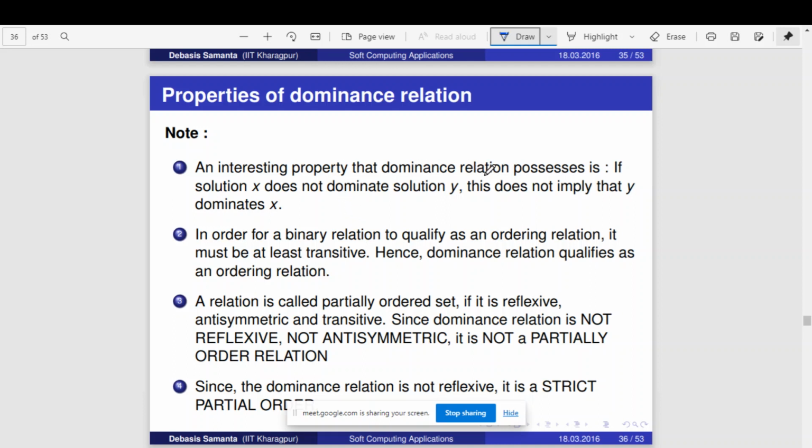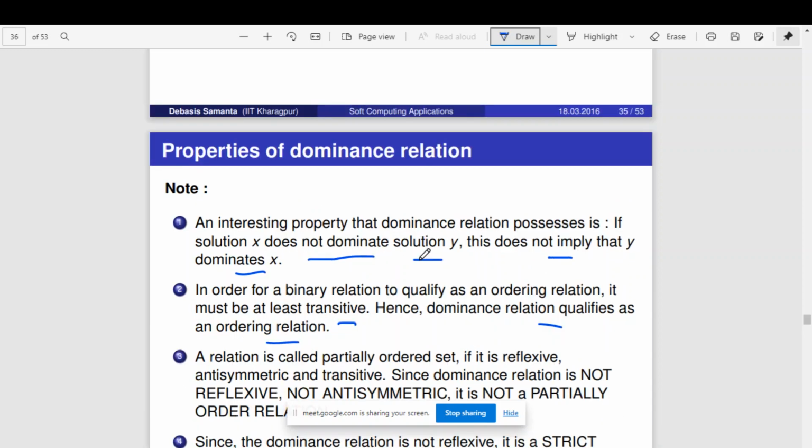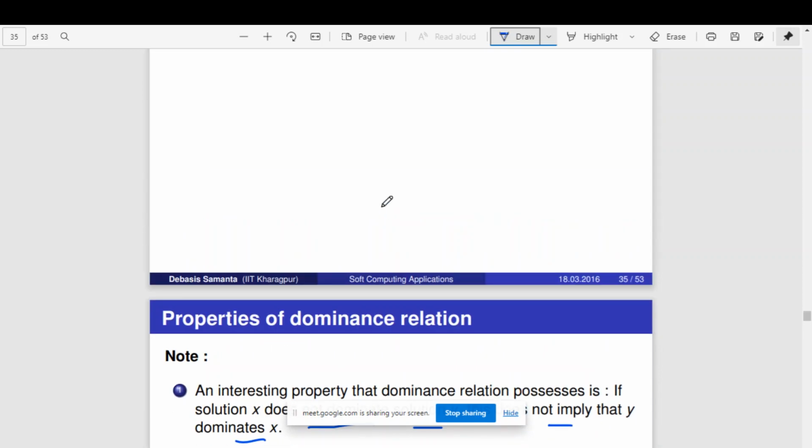Okay. An interesting property that the dominance relation possesses: if x does not dominate y, that does not imply that y dominates x. We have discussed this several times, I think. If x is not dominating y, that does not imply that y is dominating x. Both may be equal. In order for a binary relation to qualify as an ordering relation, it must be at least transitive. Hence, the domination relation qualifies as an ordering relation. Out of the properties, it satisfies only this property.